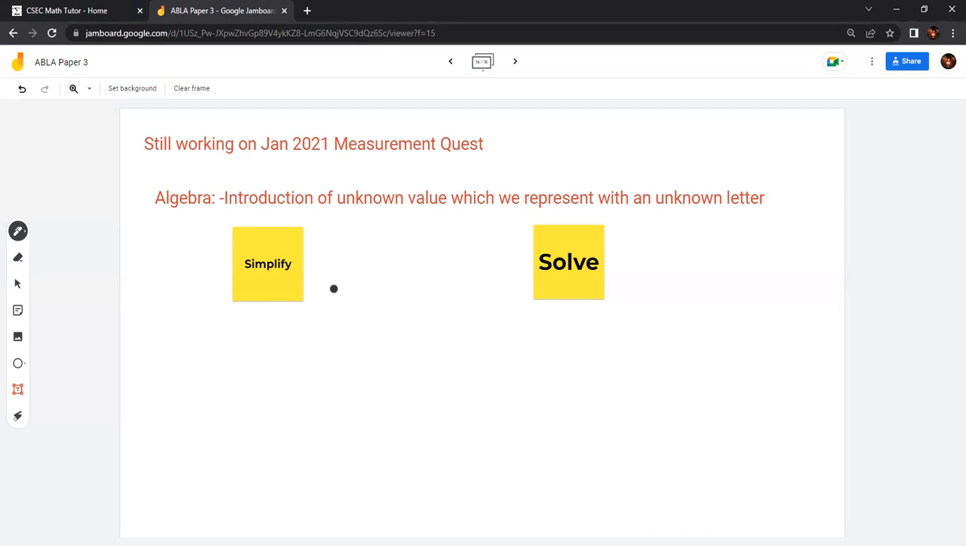So algebra has simplifying and solving. How do we know the difference between simplifying and solving algebraic terms? The difference is that when it's simplifying, there's no equal sign, while on the other hand, when it comes to solving, there is an equal sign.